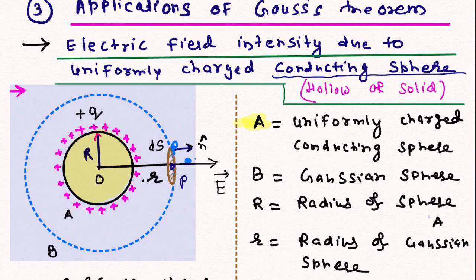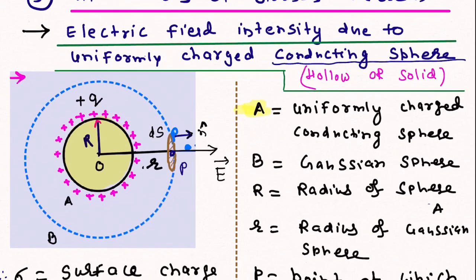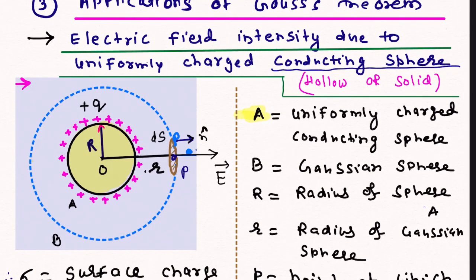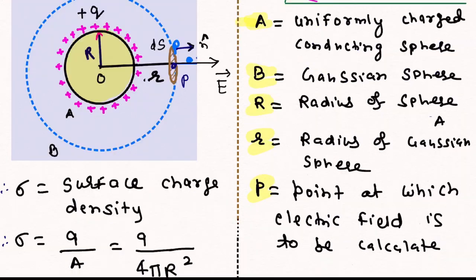Then we have to calculate electric field intensity at point P. Therefore, consider a Gaussian sphere B, represented by dotted blue color, of radius r, because the distance of point P from the center is r. Therefore, B is a Gaussian sphere. Capital R is the radius of sphere A. Small r becomes the radius of the Gaussian sphere. Now, sigma is surface charge density, charge per unit area.